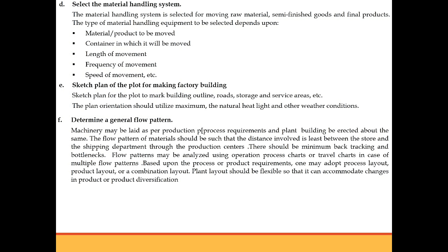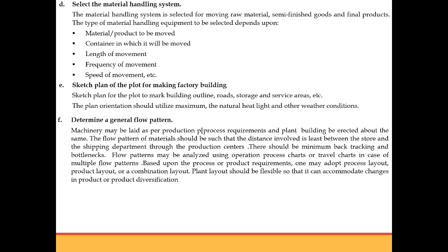Once the machinery is selected, we have to select the material handling system. So a material handling chart should be prepared. Then the length of movement, frequency of movement, speed of movement, etc. need to be analyzed. Then we have to prepare a sketch or plot for making a factory building. So a sketch for the plot, we have to make its outline like roads, storage, services, etc. Here the orientation should be such that we utilize the natural heat, light, and other weather conditions.